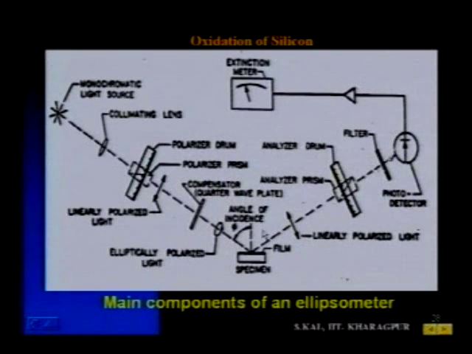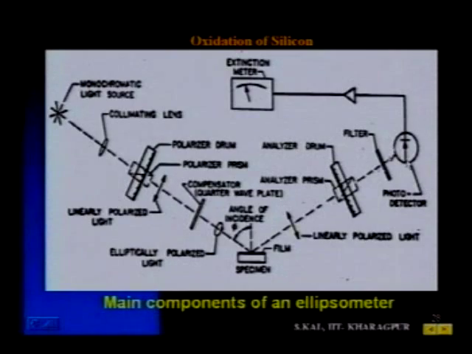Now, after reflection from the silicon dioxide film, here is the device: silicon dioxide top film and the bottom is the silicon. After reflection, they again form a linear polarized beam, and this beam passes through an analyzer drum, which means the lenses are there. If you rotate the analyzer drum, then you will know how much the plane of polarization has changed.